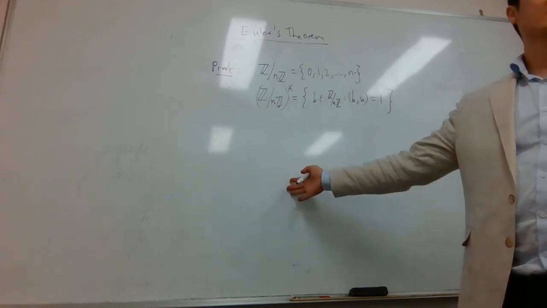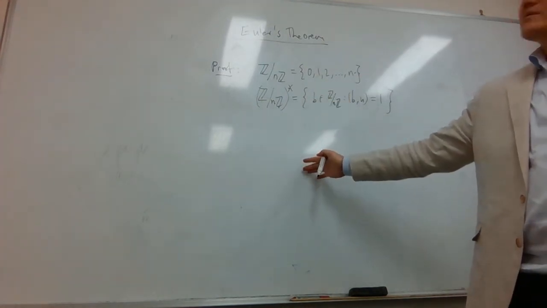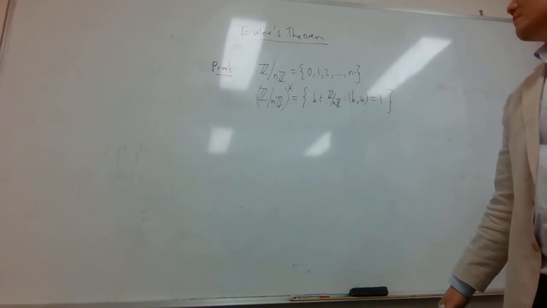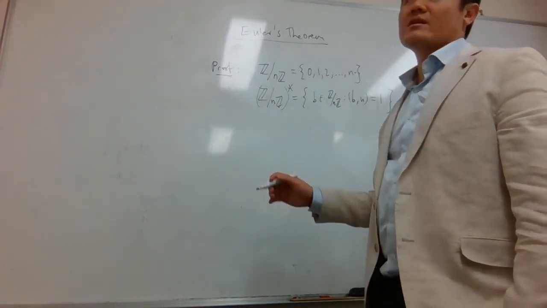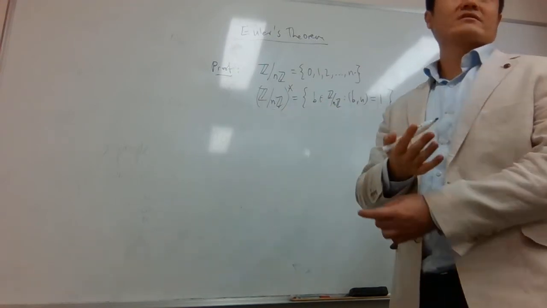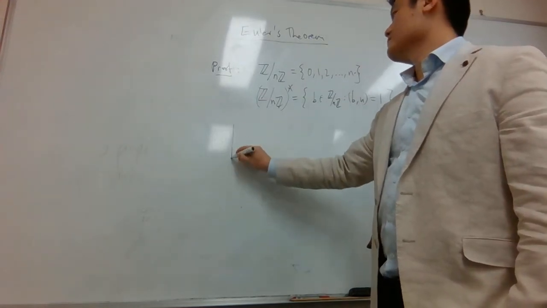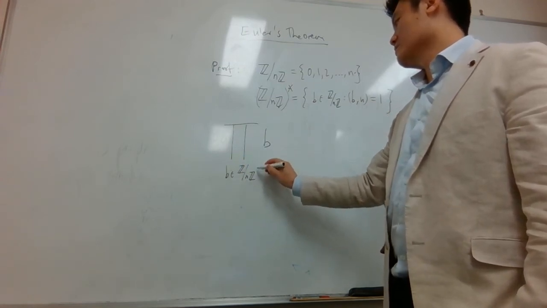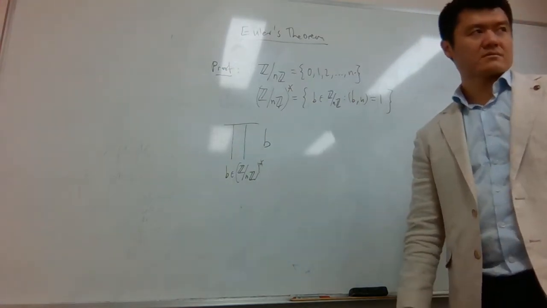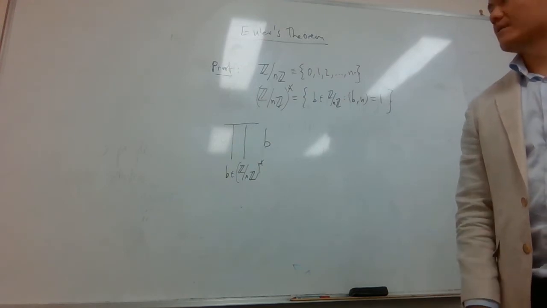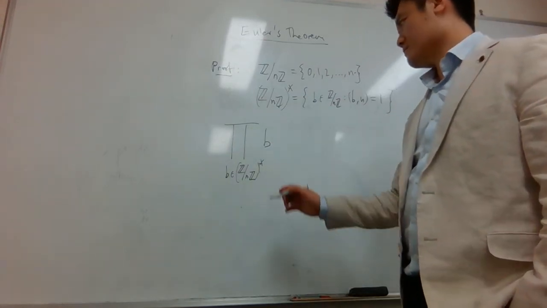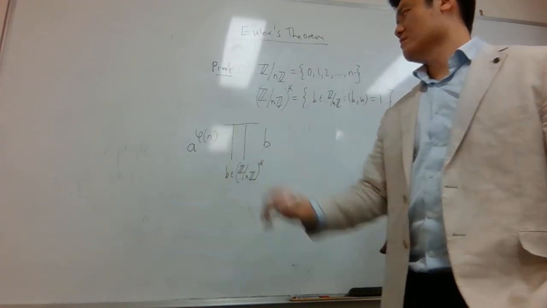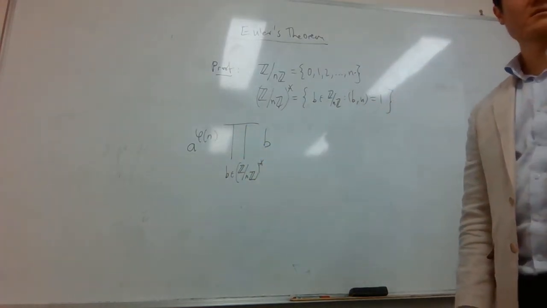So if it was 36, then we had the 12 things. The size of this set is φ(n), because that's the definition of φ. So here's something really cool. You take this set and you multiply everything together. Let's call it the product of b's, because each b is in this set. Then I want to multiply the whole thing by a to the power of φ(n).